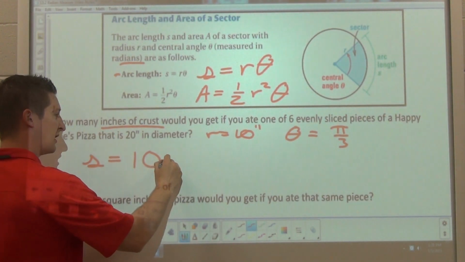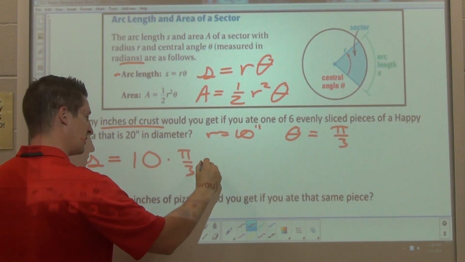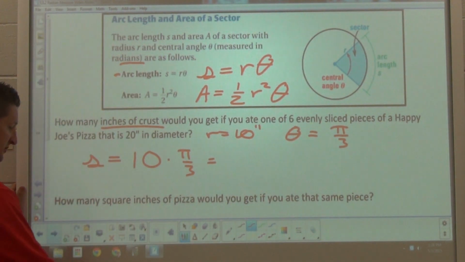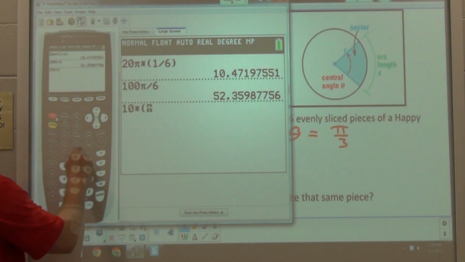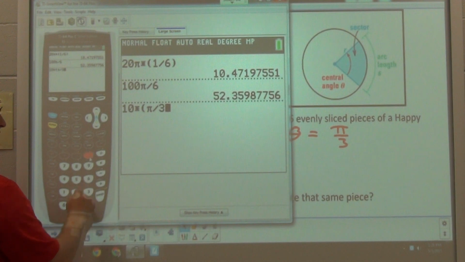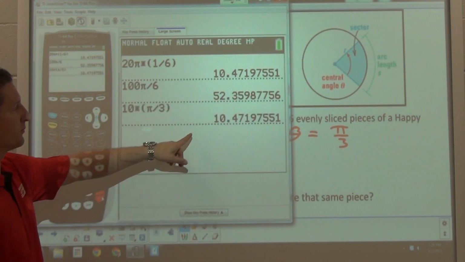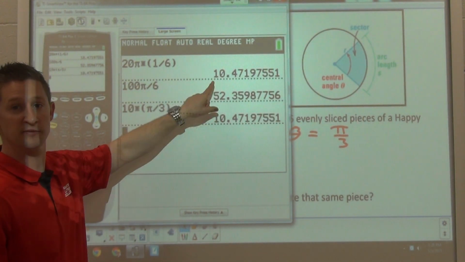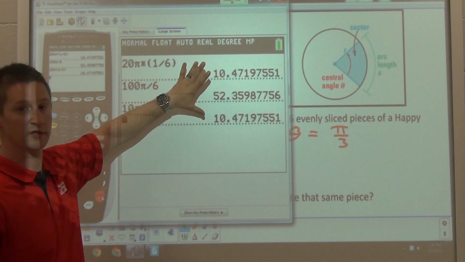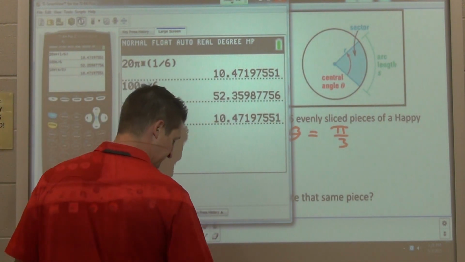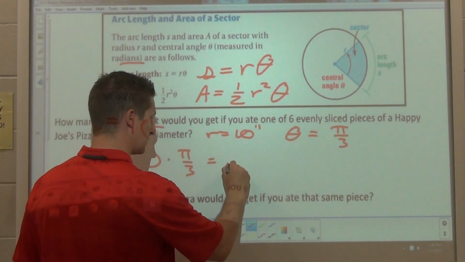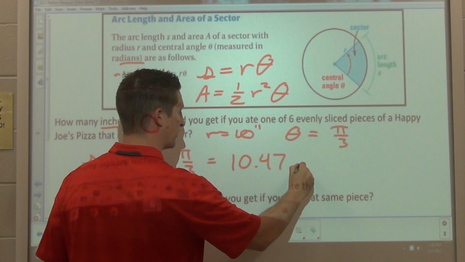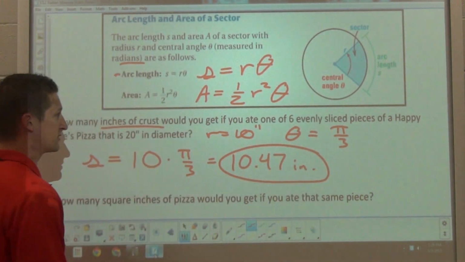So I take 10 times 1/3 pi, and I end up with 10 times, parentheses, pi divided by 3, close the parentheses. We're going to get 10.471, the exact same decimal we got before. We took 20 pi times 1/6. So it worked out very well. 10.47 is what we get. So again, labeling, it's 10.47 inches of arc length, or in this case, crust.